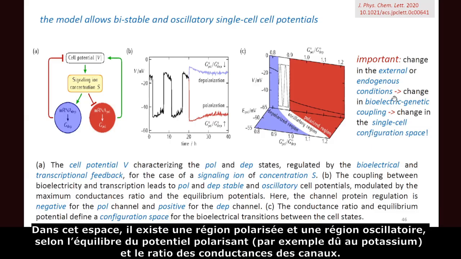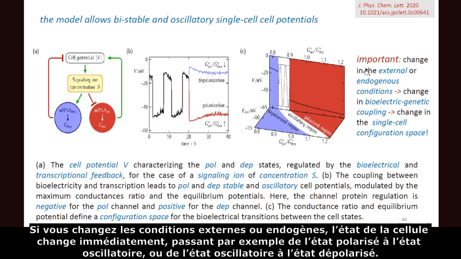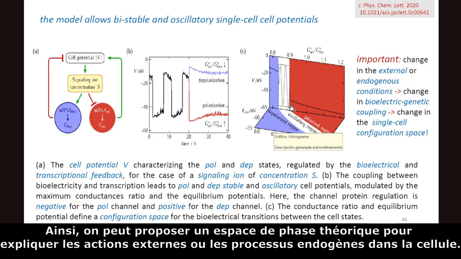It is important to emphasize that if you change the external or the endogenous conditions, you get a change immediately in the context-sensitive bioelectrical genetic coupling, and then you can change the single cell state, moving, for instance, from the polarized to the oscillatory regime, or from the oscillatory to the depolarized regime. So in this case, you can have a theoretical phase space that can try to suggest or can try to explain external actions or endogenous processes within the cell.